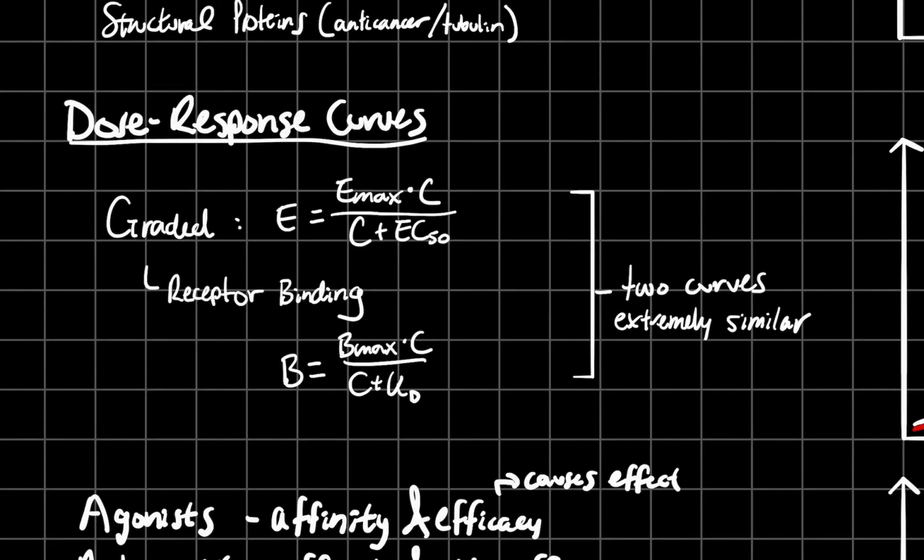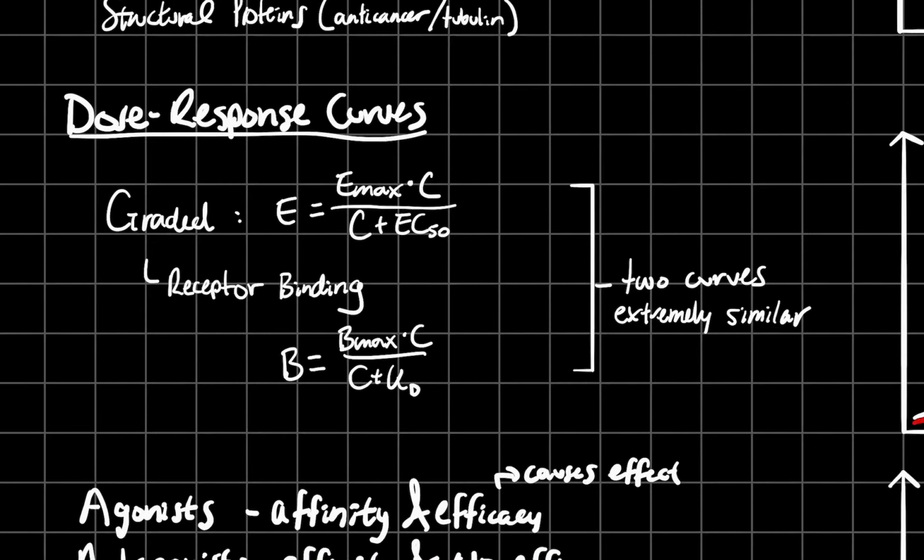For your receptor binding, you're going to have that B, and B just represents how many receptors are bound. And it's going to be a B max, which is going to be the maximum amount of receptors that you're going to bind. And C is going to represent the concentration. KD represents the dissociation constant, which means essentially just when your drug binds to its receptor, how long does it take for it to dissociate from that receptor to fall off? Right? So if you have a higher KD, it'll be more likely to fall off. And if you have a lower KD, it'll be less likely to fall off. Okay?